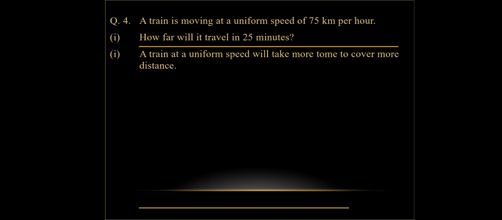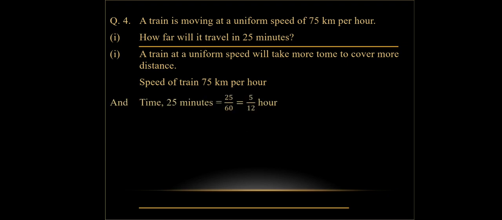Now see, a train at uniform speed will take more time to cover more distance. It means as you increase time, you will cover more distance. So it is in direct proportion. So the speed of the train is 75 km per hour and the time is 25 minutes. Now see, the speed unit is 75 km per hour. It means you are calculating speed per hour. But here the time is 25 minutes. It means you need to convert these 25 minutes into the hour unit. 1 hour equals 60 minutes. So you divide 25 by 60. So we find 5 upon 12 hour.